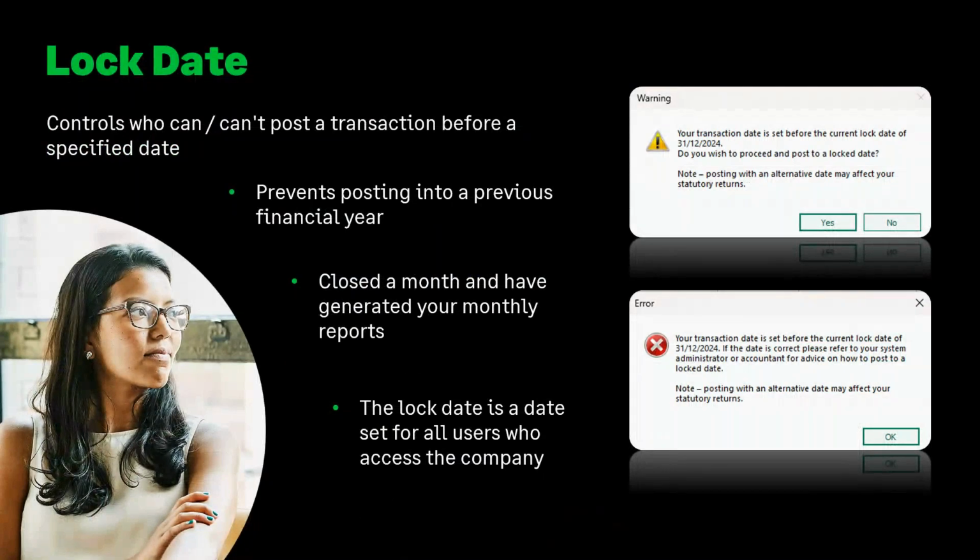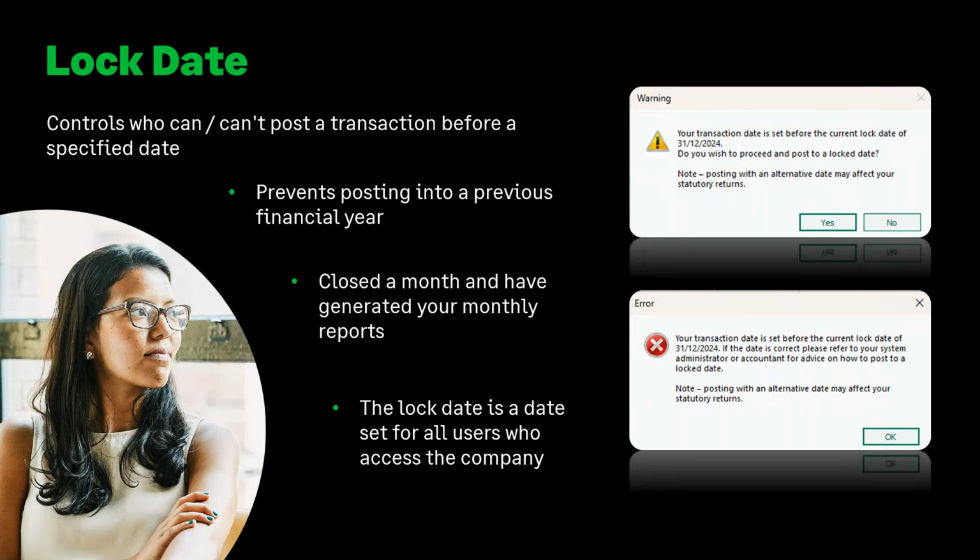So what does the lock date do? It controls who can and can't post a transaction before a specific date. Depending on the user's settings, they're going to get one of two messages. If they're authorized to post before a lock date, they're going to get a warning message, which is on the screen now. You can see the differences between them. The warning message is just making them aware that there is a lock date in place, but they can still post into that by clicking yes if they do want to override it.